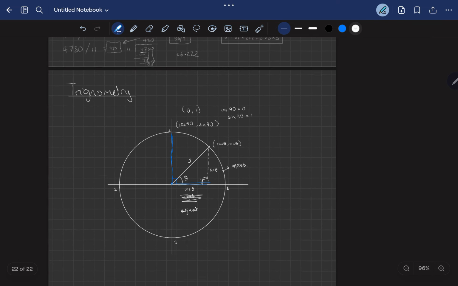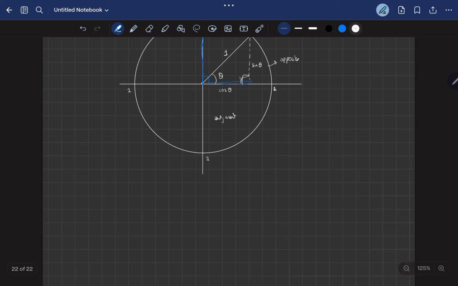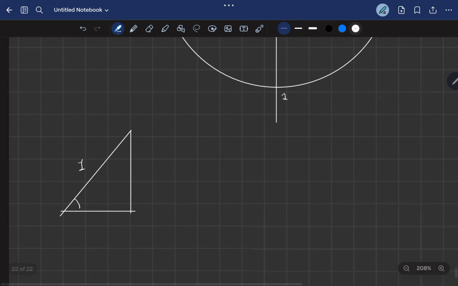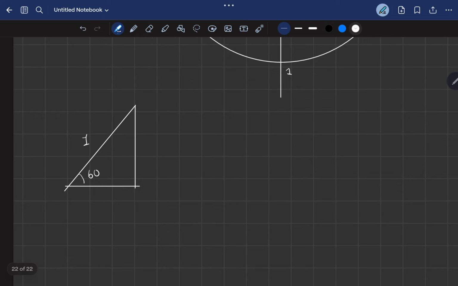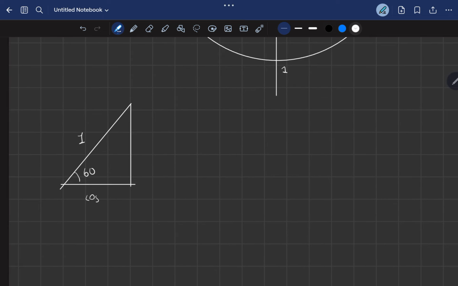By using this principle, we could work out both legs of a right angle triangle as long as we know one angle. So the hypotenuse is 1, and I have an angle of 60. Okay? That means this side is going to be cos 60, because it's the adjacent, and the opposite is going to be sine 60. Now, bearing in mind, this is only true if the hypotenuse is length 1.